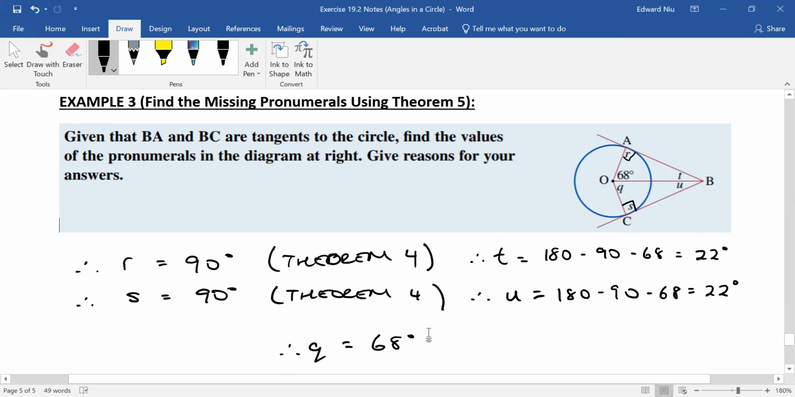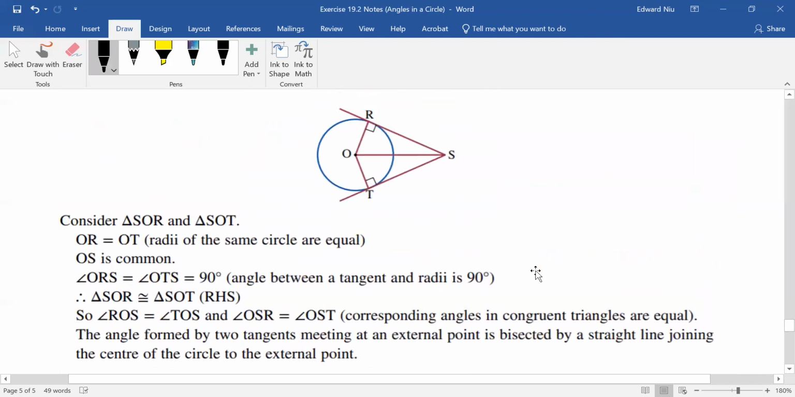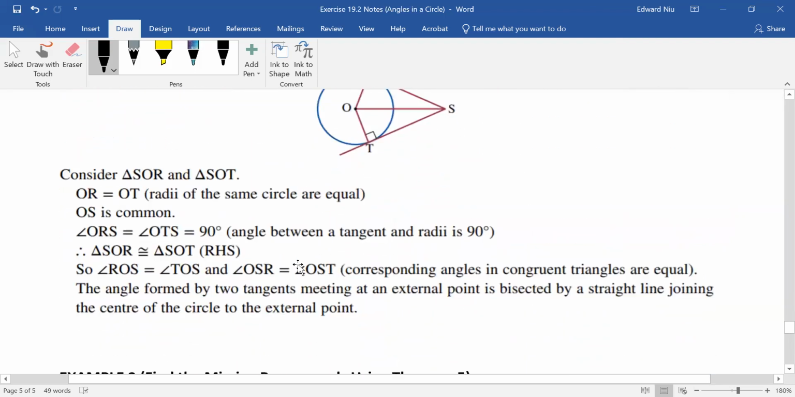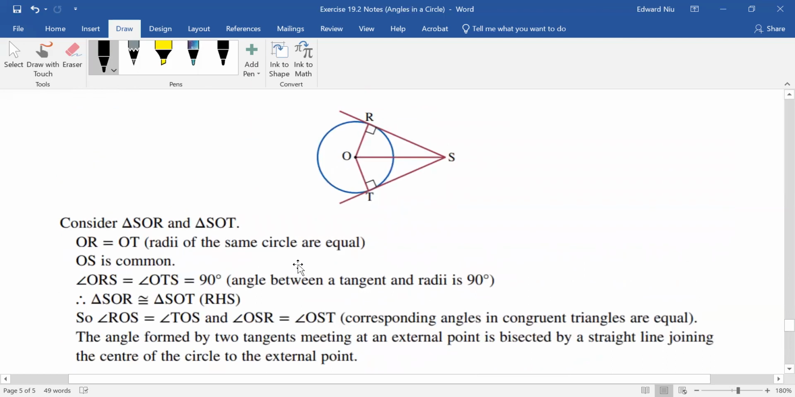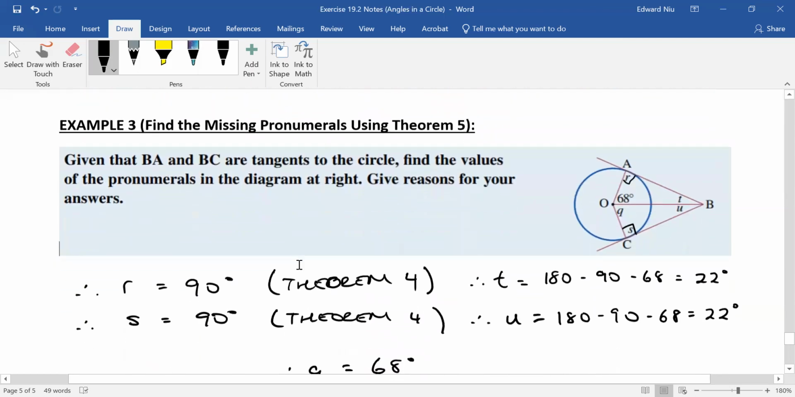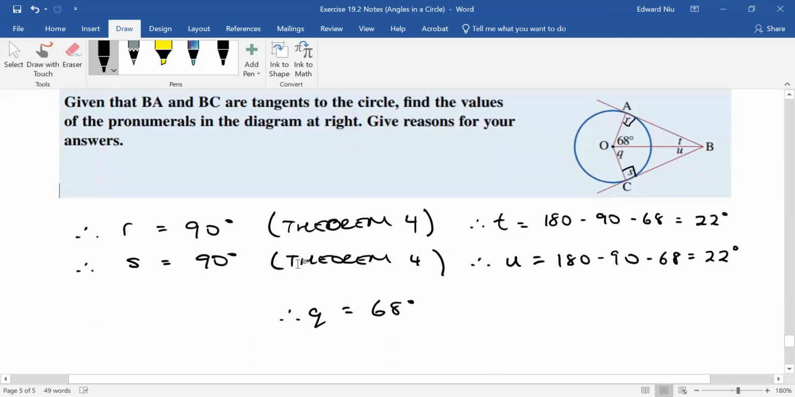All right, and then let's see if this fits theorem 5. So theorem 5 is essentially two theorem 4s. The angle formed by two tangents meeting at an external point is bisected by a straight line joining the center of the circle to that external point. It doesn't actually help with our proof. Theorem 5 is essentially two sets of theorem 4s.